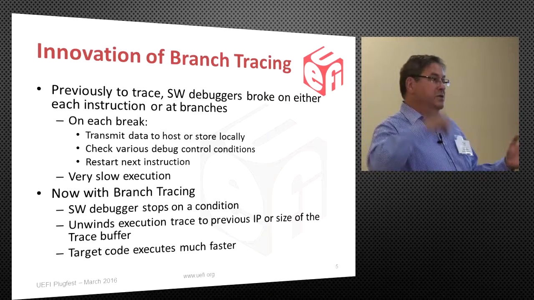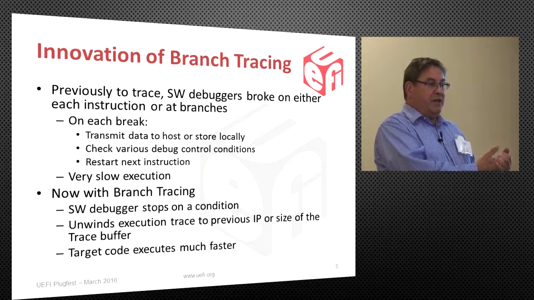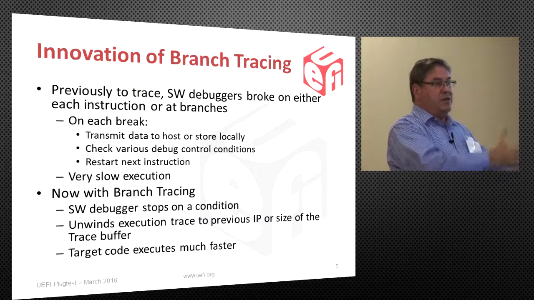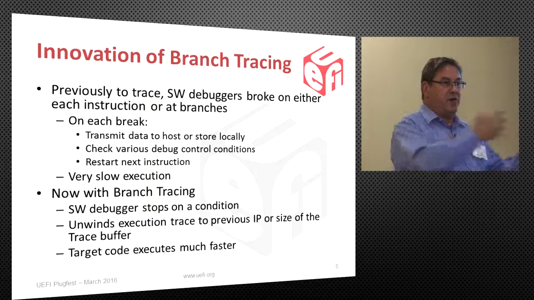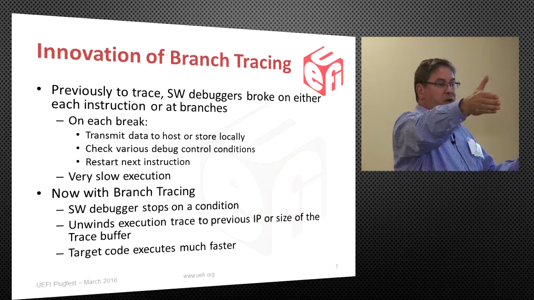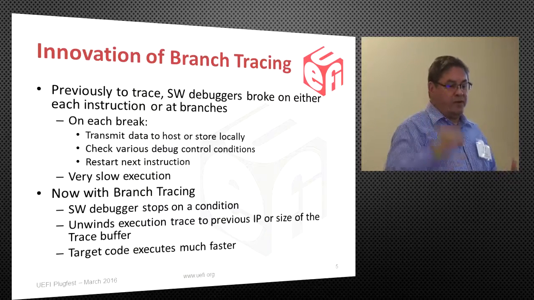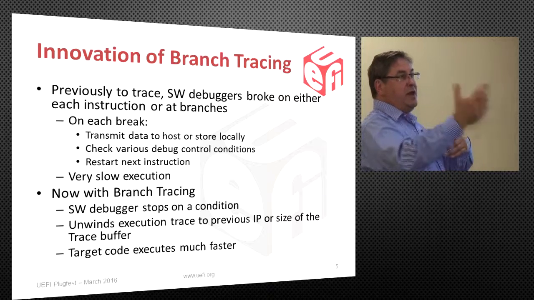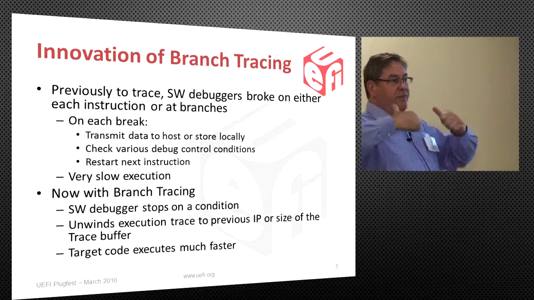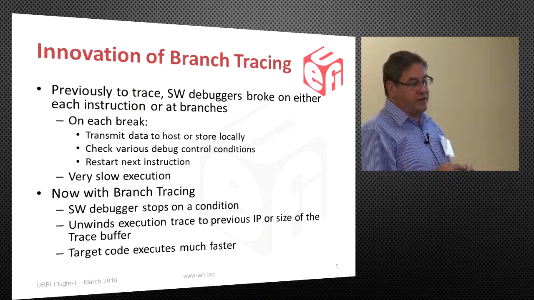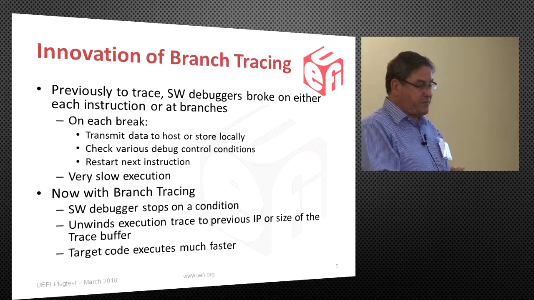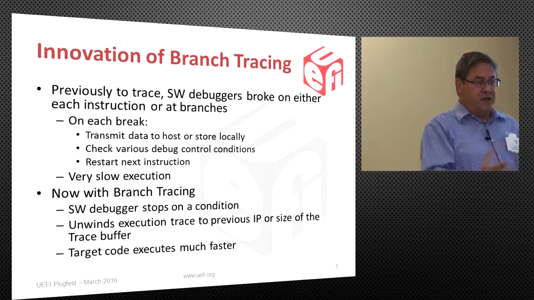So now what happens is the debugger sets up the conditions in the processors, and then whenever the break happens, all the debugger has to do is go back and go through this trace buffer to figure out where the processor has come from. On any break, if the buffer's deep enough, you can go all the way back to the previous break and see all of the code that's executed. So this allows a target processor to basically run without any impact.